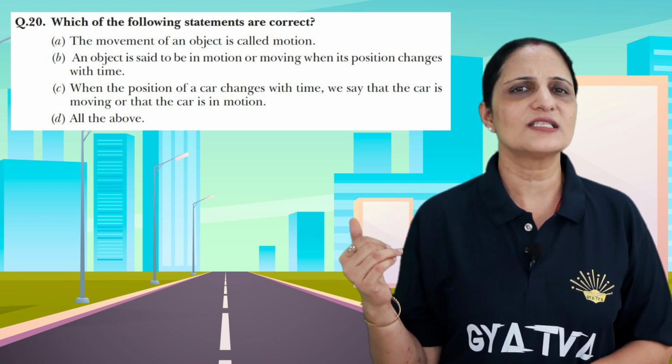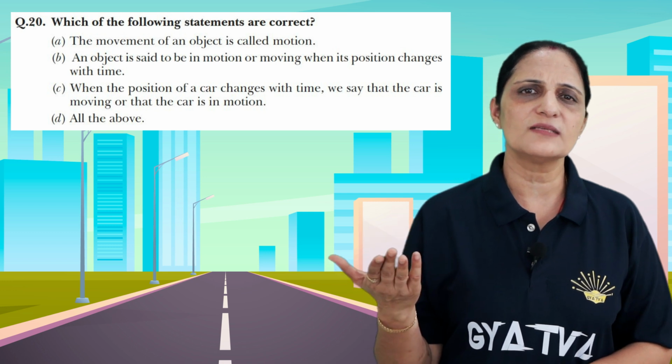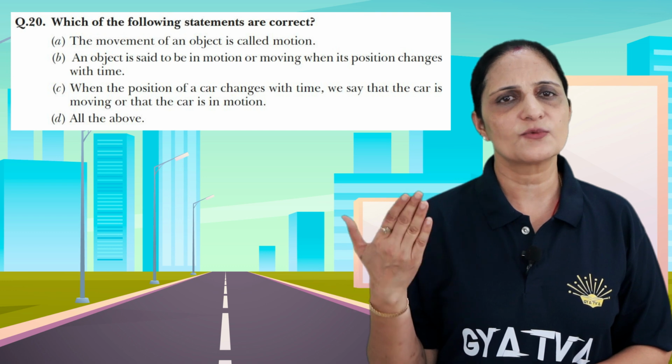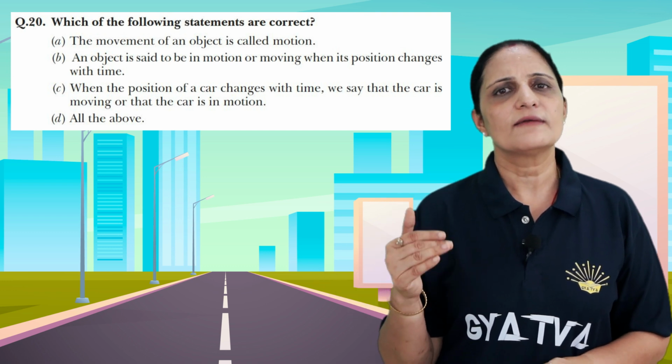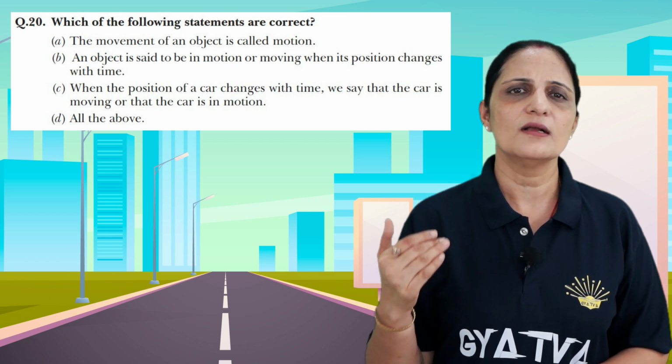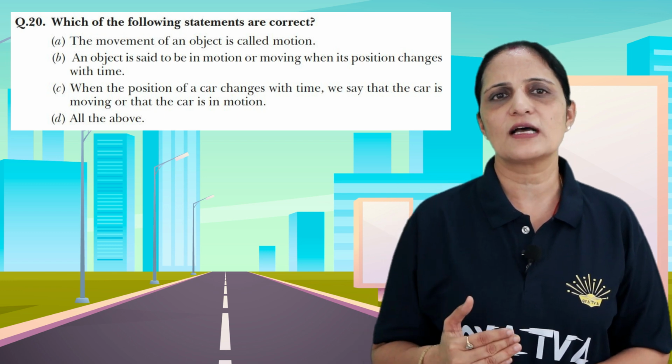So I hope all the statements are correct, because when an object is moving, it is said to be in motion, and it is said to be in motion when its position changes, or when the position of the car also changes with respect to time. So all the above statements are correct.